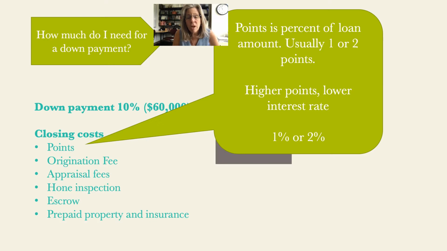So in this case, you're going to get a loan from the bank, and they want 1 or 2% of that loan up front. The higher the points, the lower the interest rate. So some people prefer to have higher points, a higher upfront cost, to have lower monthly payments. But I'm going to assume 1 point on the loan. Remember, we have a $600,000 house and we're putting $60,000 down, so the loan is going to be $540,000. I take 1% of that, and that's $5,400.